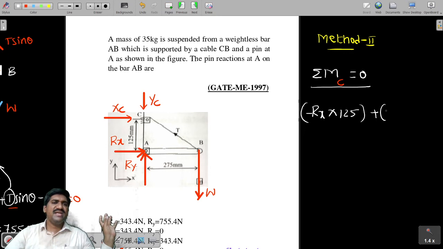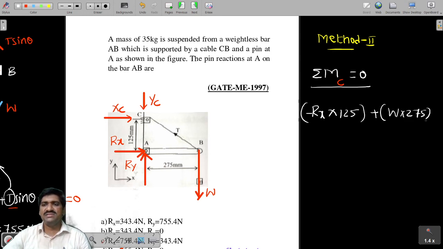Throughout the entire engineering mechanics, I will be taking clockwise as plus and anti-clockwise as minus. If you reverse it also, we can definitely get the same answer. So W multiplied by 275 is equal to how much? This is the picture. You can check, Rx will be 755.4. The same answer we can get.